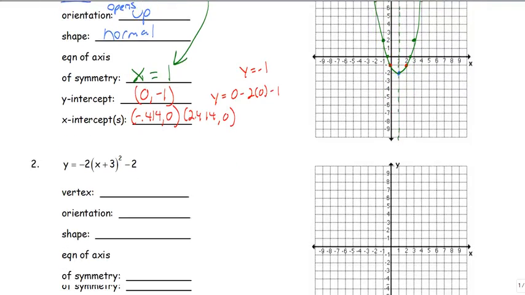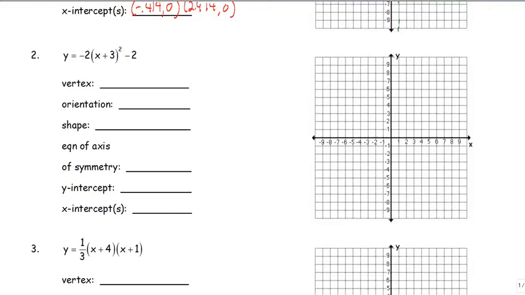The nice thing is this next one is in a form you guys should recognize. This is vertex form. Remember that this was vertex form for absolute value. It is also vertex form for quadratics. Right away, remember it's the opposite of the inside sign, and then it is whatever that outside sign is. So the vertex is negative 3, negative 2. I already have the vertex of my parabola without even looking at a graph. Now, orientation, it's a negative in front, which means that it's going to be opening down. The shape, 2 is bigger than 1, so it's going to be more narrow.